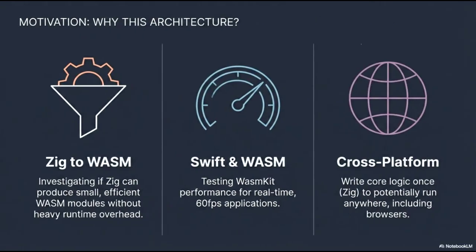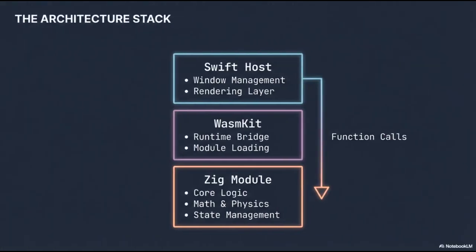The motivation behind this architecture is rooted in three primary objectives. First, we are examining the path from Zig to WebAssembly, specifically investigating whether Zig can generate small, efficient modules that avoid heavy runtime overhead. Second, we are assessing the integration of Swift and WebAssembly by testing the performance of WasmKit for real-time 60 frames per second applications. Finally, the cross-platform potential is a significant factor. By writing the core logic once in Zig, we create the possibility for the code to run across various environments, including modern web browsers.